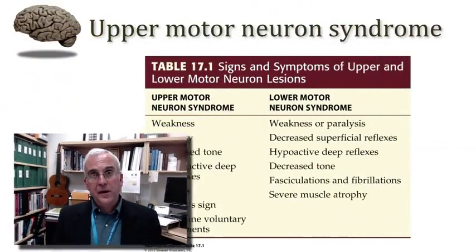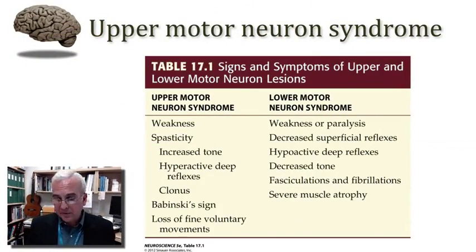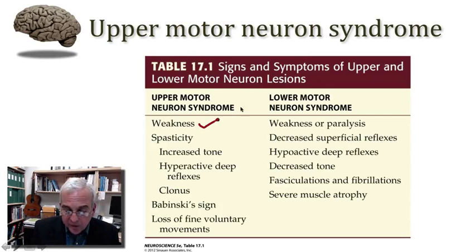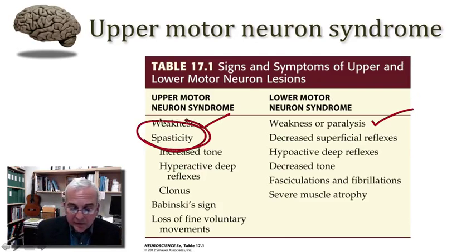So let's compare our lower motor signs with our upper motor signs, assuming now that some time has passed and this initial period of spinal shock has abated. So what we would see in the upper motor neuron syndrome, yes, we'd see weakness, which is also seen with lower motor neuron injury, but rather than seeing a decrease in reflexes, we would see spasticity.